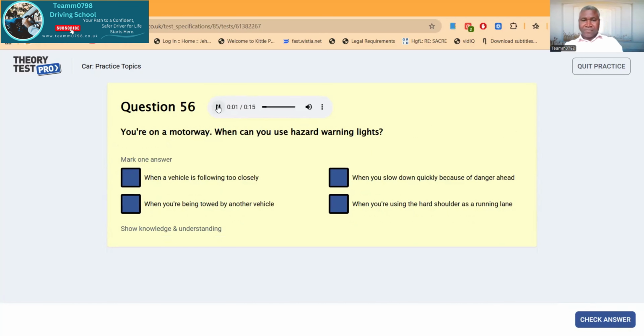You're on a motorway. When can you use hazard warning lights? When a vehicle is following too closely. When you slow down quickly because of danger ahead. When you're being towed by another vehicle. When you're using the hard shoulder as a running lane. Okay. When you slow down quickly because of danger ahead.